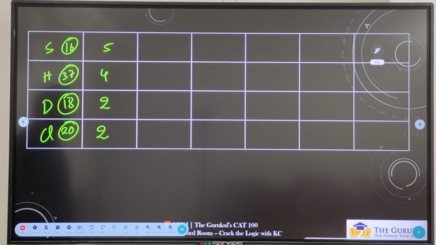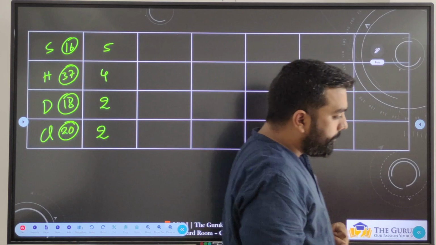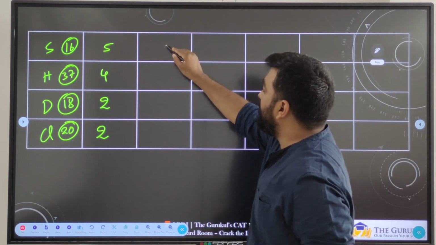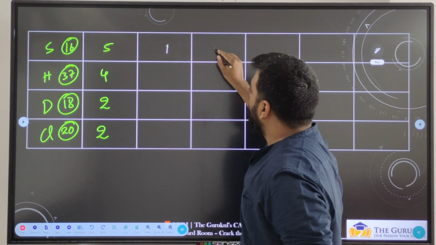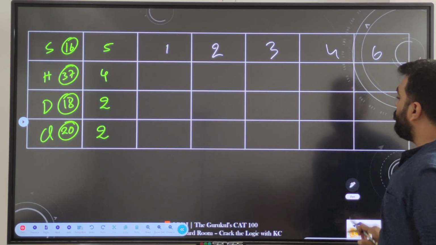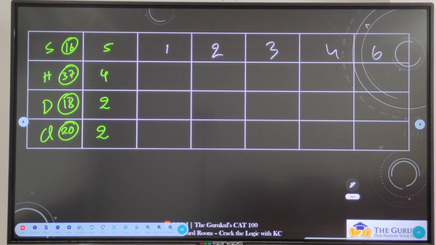Now which 5 numbers will give me sum as the 16? Quickly tell me. If we have possibilities, it's okay, let's take different possibilities also. Perfect. The only possibility will be 1, 2, 3, 4 and 6. There is no other possibility to write also.